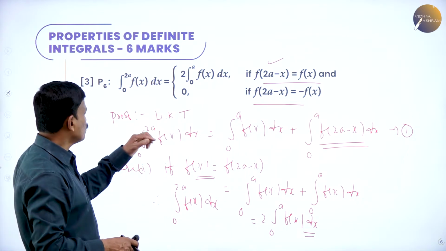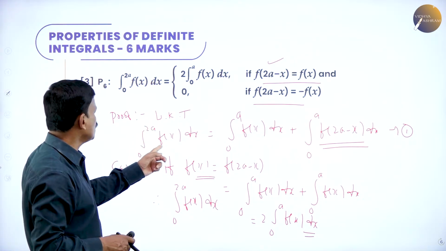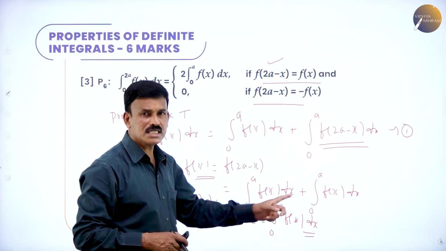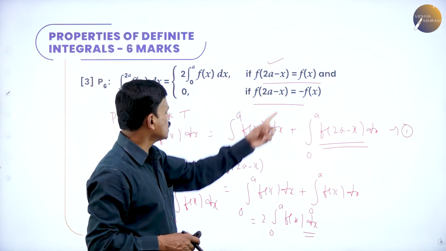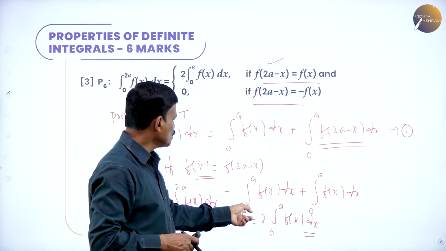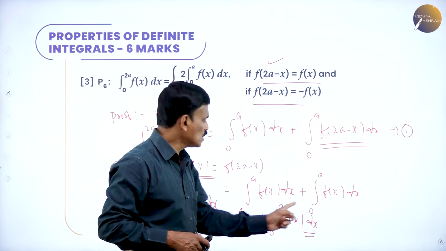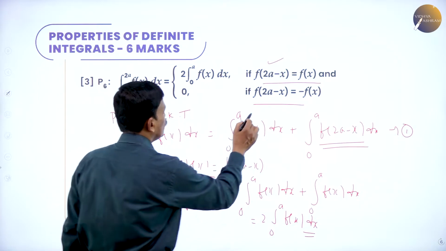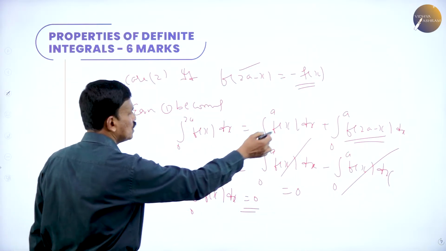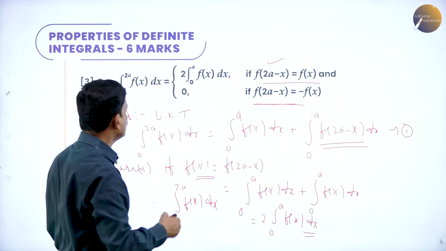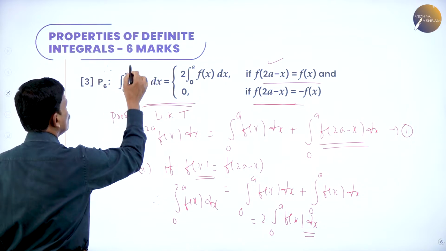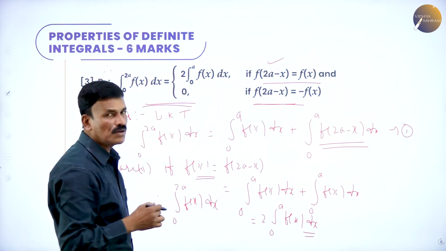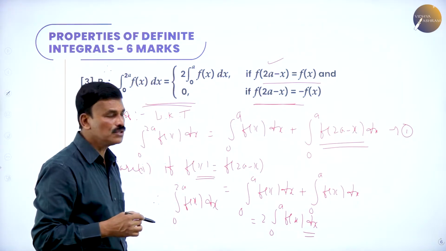See, the important thing is from the previous property, we know that integral 0 to 2a f of x dx is also equal to 0 to a f of x dx plus 0 to a f of 2a minus x dx. Now case number 1: if f of 2a minus x is equal to f of x, substitute here, and 0 to 2a f of x is 2 times 0 to a f of x dx. Case number 2: if f of 2a minus x is equal to minus f of x, substitute here, minus f of x plus f of x gets cancelled, 0. So integral 0 to 2a f of x dx is equal to 2 times 0 to a f of x dx if f of 2a minus x is f of x, and 0 if f of 2a minus x is equal to minus f of x.